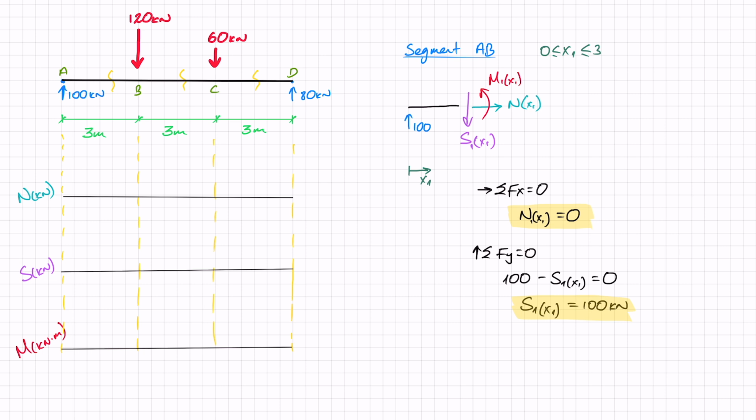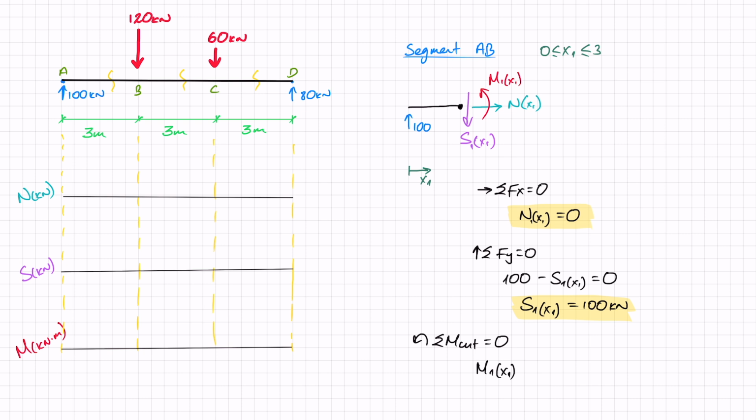And the last thing that I'm going to do is my sum of moments. I always do the sum of moments around the cut, so always at this point here where I'm cutting the beam. I'm just going to call that sum of moments around the cut. And here I've got the moment, M1, which is a function of x1, giving me a positive moment. It's already a moment, so I don't need to multiply it by anything.